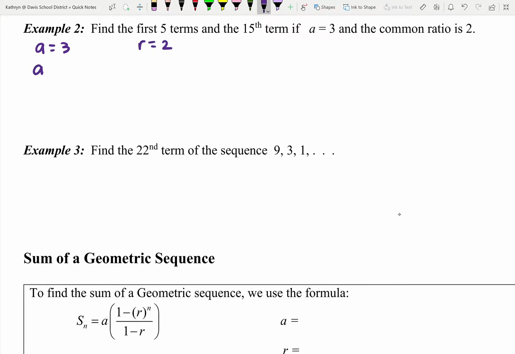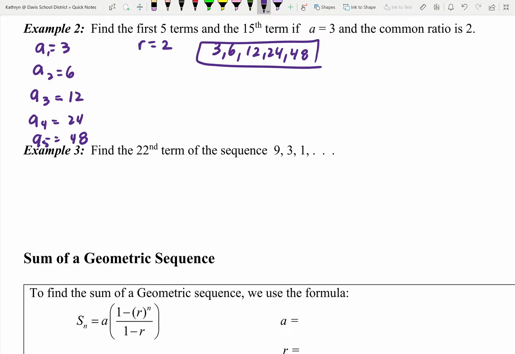Good. Okay, so we know that the first term is 3, and we know that the common ratio is 2. So if a sub 1 is 3, that means a sub 2 is 6. You multiply by 2, and then 6 times 2 is 12. Okay, let's keep going. They want the first 5 terms. So 12 times 2 is 24. 24 times 2 is 48. So let's list those as a sequence: 3, 6, 12, 24, 48. They're your first 5 terms.